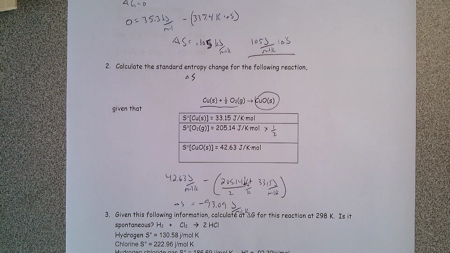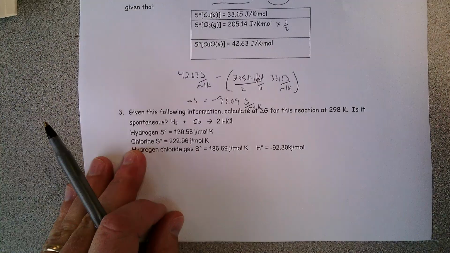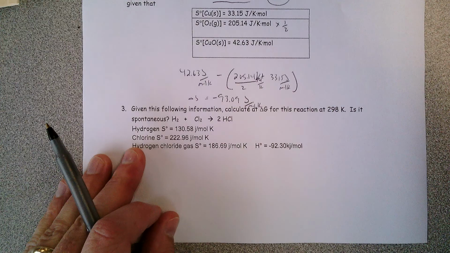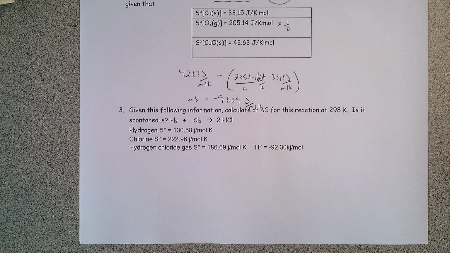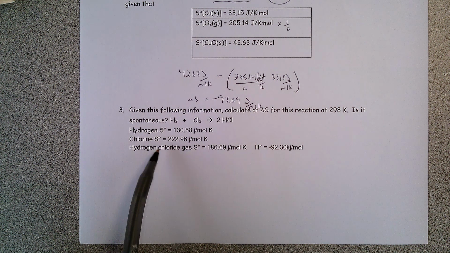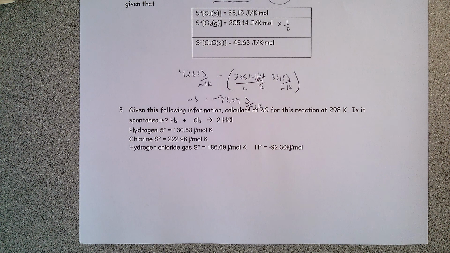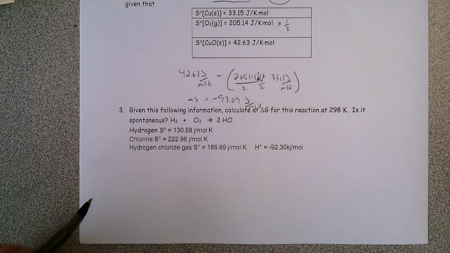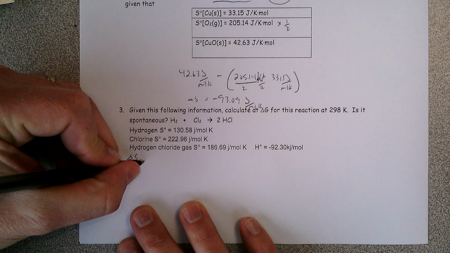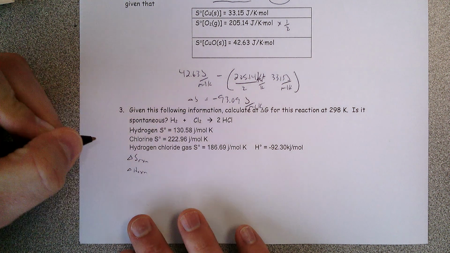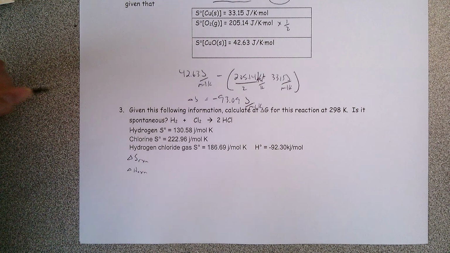Given the following information, calculate delta G for the following reaction at 298 K. Is it spontaneous? So they want to know, is it a positive delta G or a negative delta G? Let's go ahead and slide this up here so we can see it a little better. They gave us S's and H's for these things. So this one's going to be a little more involved, right? We're going to have to figure out what the delta S for the reaction is. We're going to figure out what delta H for the reaction is. And then we'll do delta H minus T delta S.